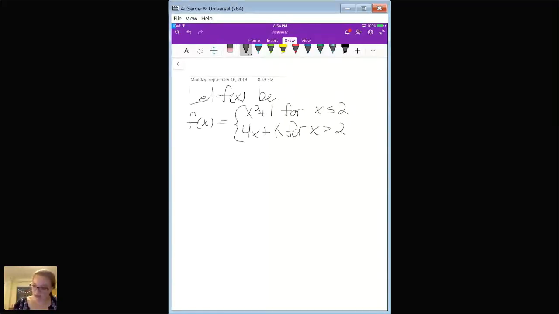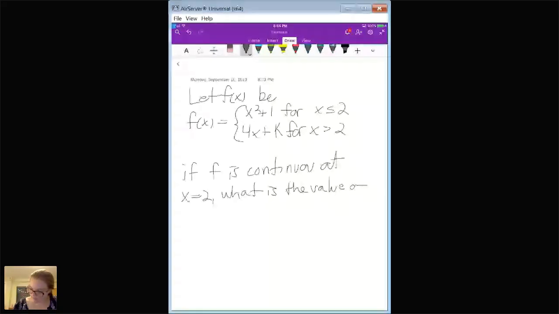Okay, and our job is to say if f is continuous at x equals 2, what is the value of k? Okay, and our options are, another multiple choice, A, 1, B, 3, C, -1, and D, 4.